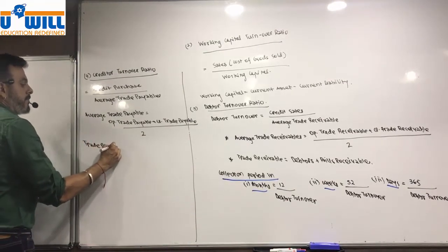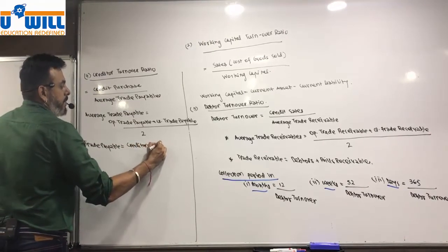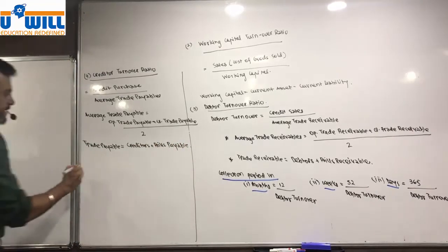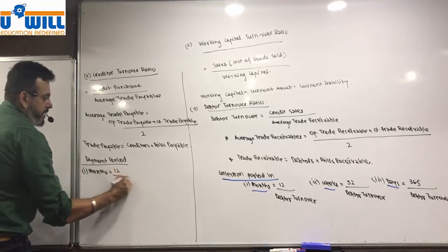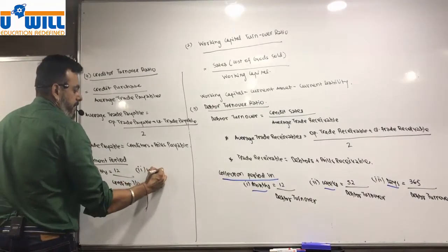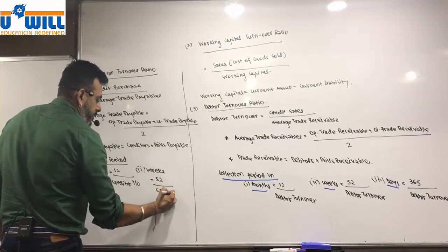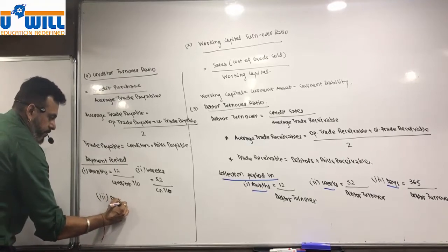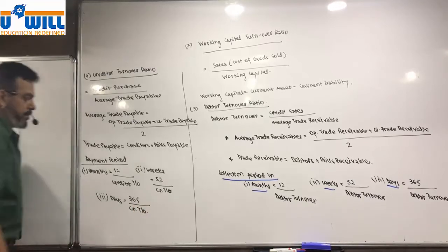Trade payable is equal to creditors plus bills payable. Payment period, if in months, 12 divided by creditor turnover. If in weeks, then 52 divided by creditor turnover. And if in days, 365 divided by creditors turnover.